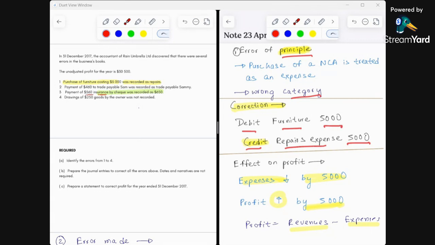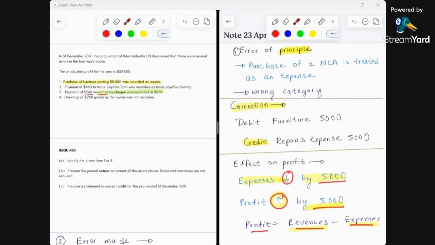Okay? So the correction in this case is to debit the furniture account by $5,000 and to credit the repairs expense account by $5,000. When we are debiting the furniture account by $5,000, our assets are increasing by $5,000. When we are crediting the repairs expense by $5,000, our expenses are decreasing by $5,000. Okay? Now, how is the profit affected? So we understand that our expenses are going down by $5,000 and profit has an inverse relationship with expenses. Therefore, profit should go up by $5,000. And this is also validated by the fact that profit is calculated as the difference between revenues earned and expenses incurred, which is the fundamental basis of preparing the income statement or the statement of financial performance.